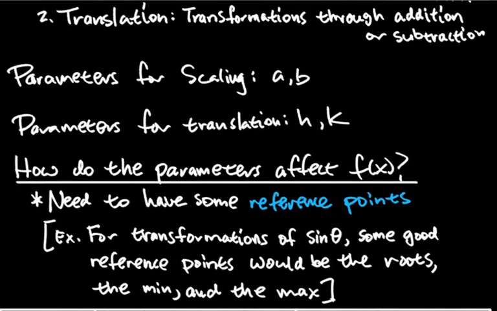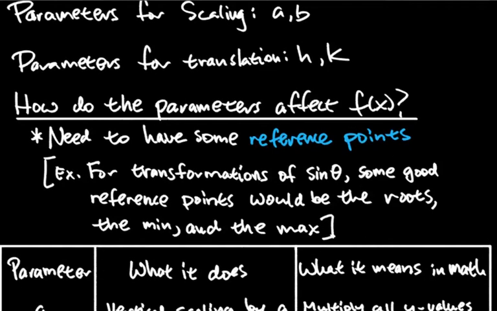So how do these actually affect f of x? First thing is you need to have reference points. A reference point is essentially just points that, once you know them and you have them plotted, you can easily plot the rest of the graph. For instance, for sine, if you know where the top and the bottom and then the roots are, it's really easy to graph, right?